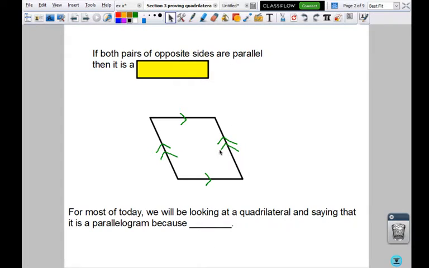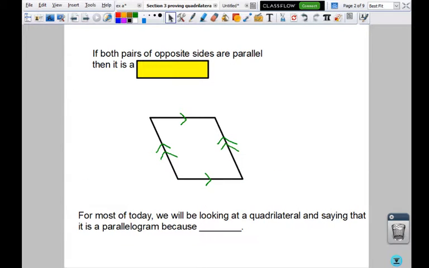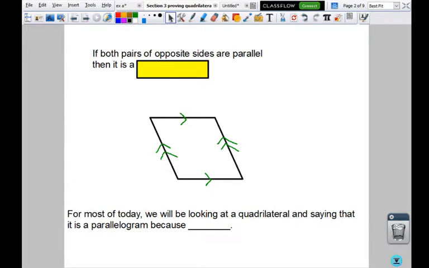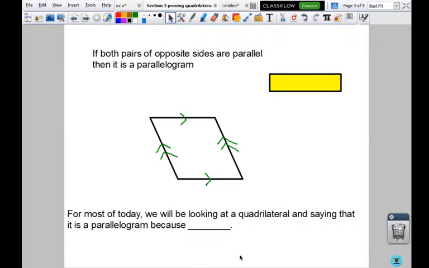Alright, so today we are going to be looking at parallelograms. What we're doing today is basically we are going to look at a quadrilateral and we're going to say, is that a parallelogram, yes or no? And we're going to say yes because of something. So the first one, which is really easy, we can have a parallelogram if both pairs of opposite sides are parallel. That's literally the definition of a parallelogram, so we're not really going to do this one very much.